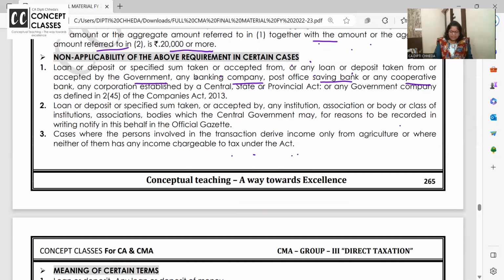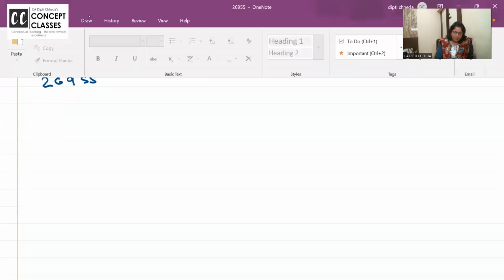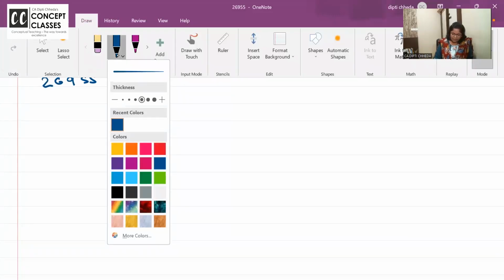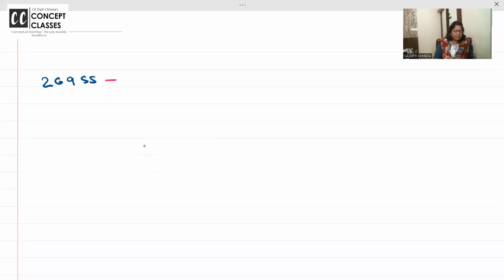Okay. अब इससे related कुछ examples लिखेंगे notebook में. Open your notebook. Very nice way they are asking in MCQs. I'm dictating and you all write it simultaneously. 269SS. What is 269SS?